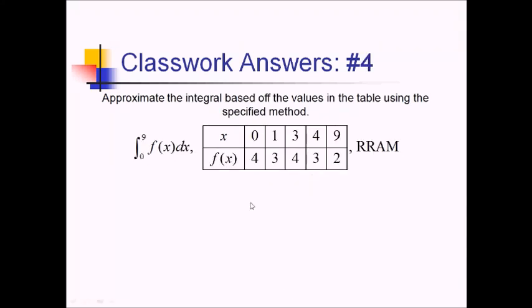For this problem, we're trying to approximate the integral of 0 to 9 of f of x with these table values for f of x using RRAM. So this integral is going to approximately equal, we have a base of 1 times, we're going to use the height of 3. Since this is RRAM, we're using the right side of each rectangle. Next, from 1 to 3, we have a base of 2, height of 4. And we're going to add to that a base of 1 times a height of 3.